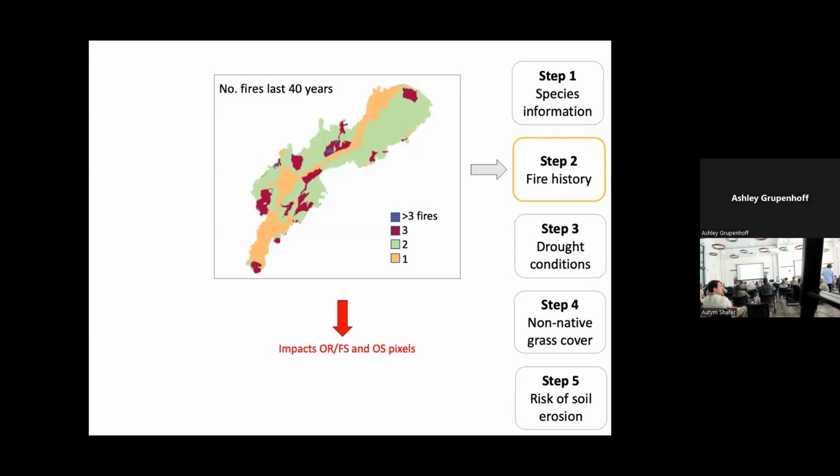And so points are deducted for both pixels which are characterized by high numbers of resprouting species or high numbers of seeding species.